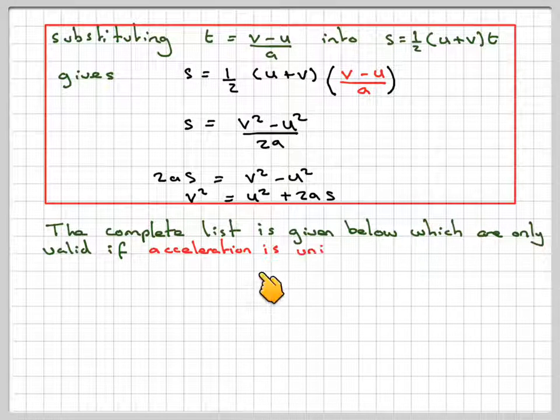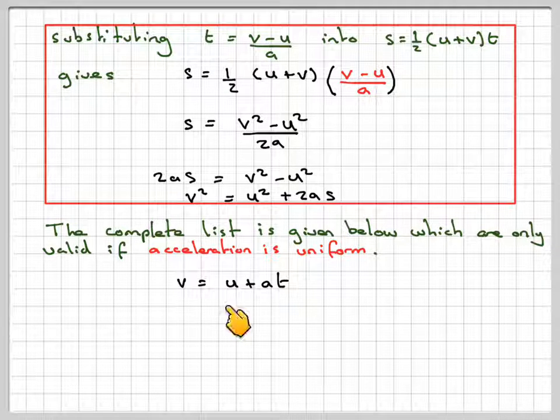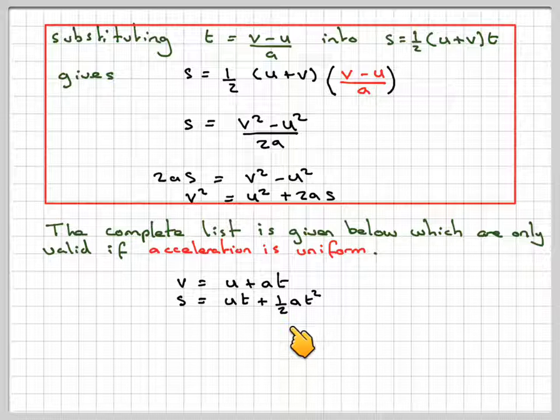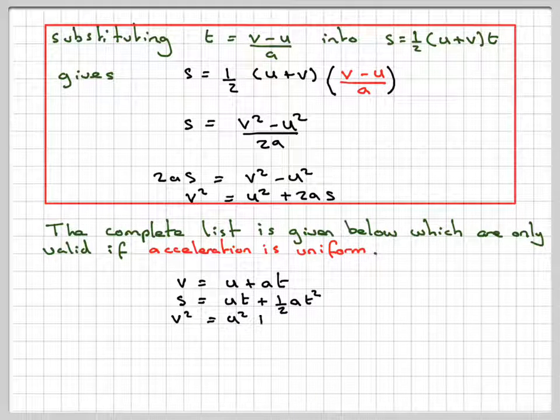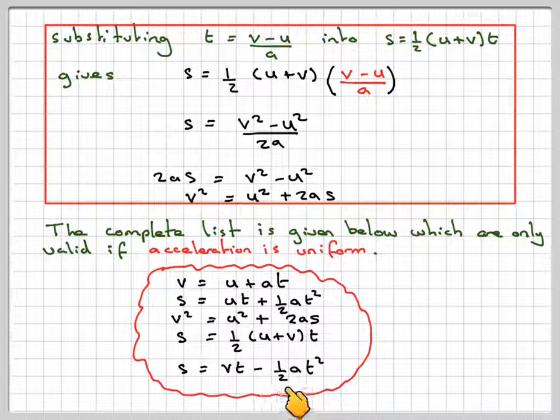Right, this complete list given below is only valid if the acceleration is uniform, i.e. the acceleration is constant. And we've got v is equal to u plus at. So we've got s is equal to ut plus a half at squared. V squared is equal to u squared plus 2as, and we've got s is equal to a half of u plus v times t, and s is equal to vt minus a half at squared. Okay, these are known as the Suvat equations.